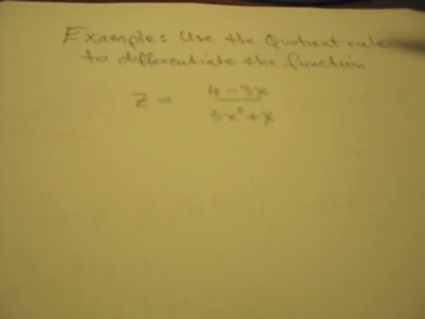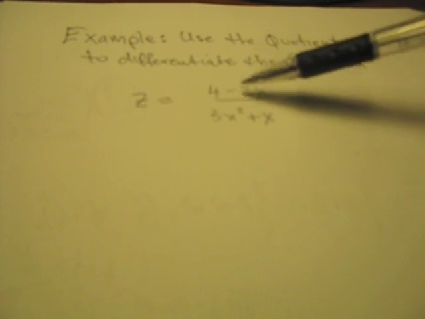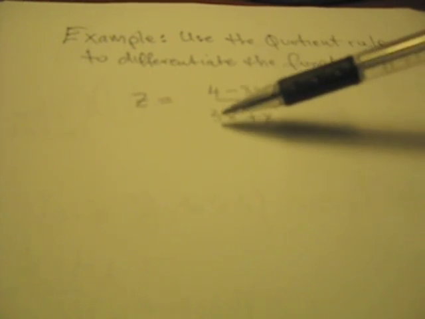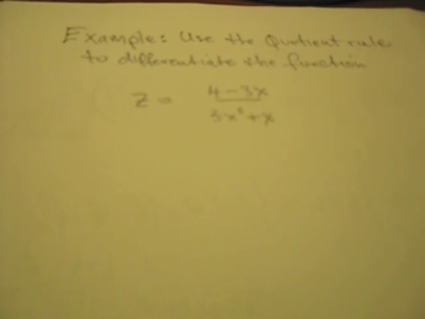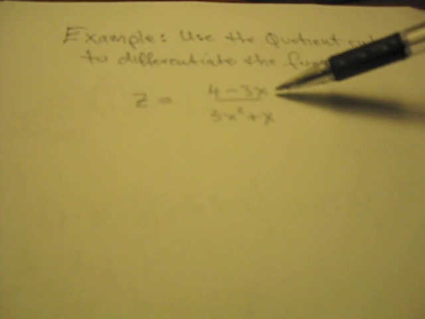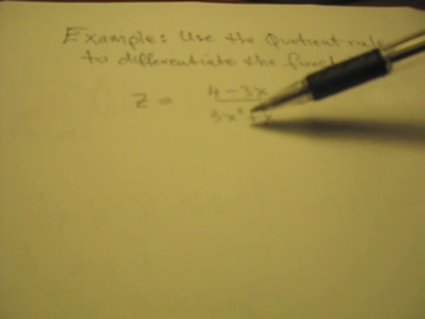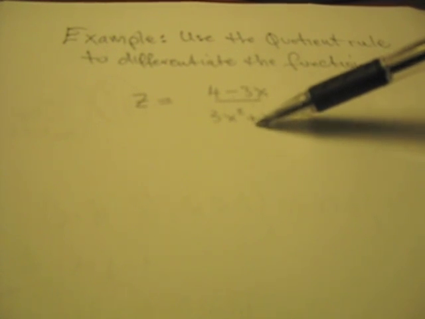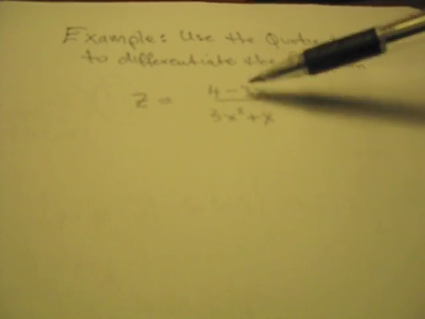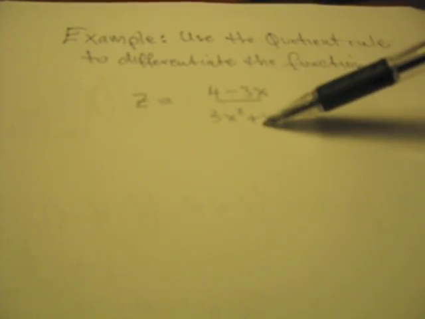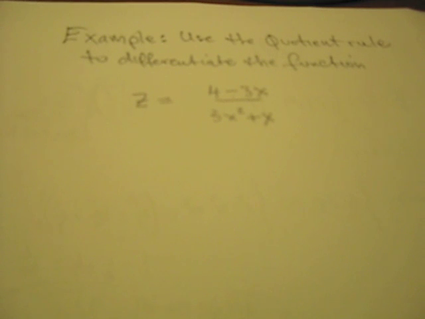Okay, in this question you're required to use the quotient rule to differentiate the function z equals (4 minus 3x) divided by (3x squared plus x). Okay, in this question here, the quotient rule, if you look in your definition, is the derivative of the top function multiplied by the bottom function minus the top function by the derivative of the bottom function all over the bottom function squared.